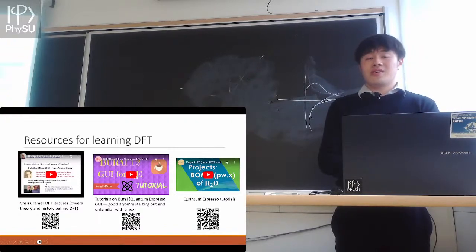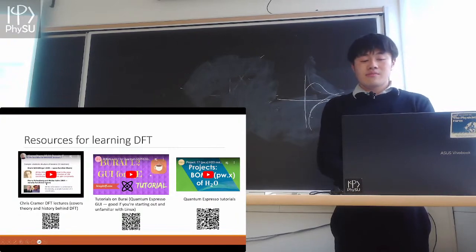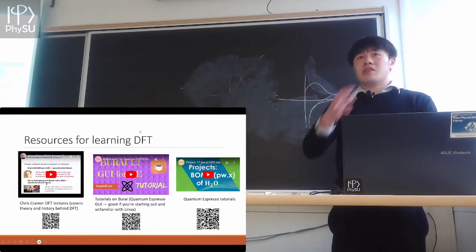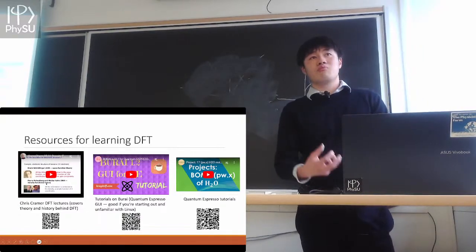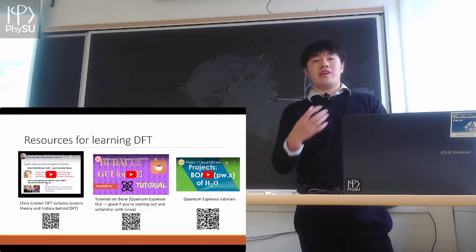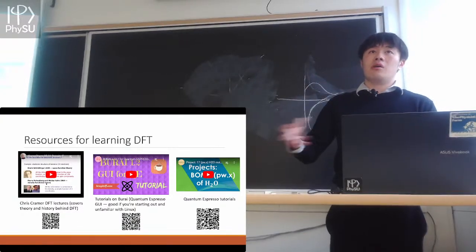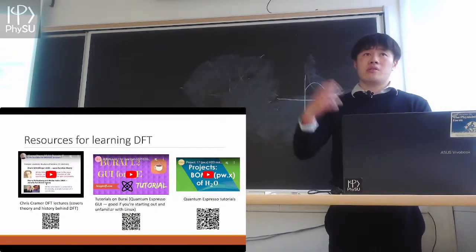So BRI is like a GUI for Quantum Espresso. If you're just starting out, and especially if you're unfamiliar with Linux, I think it's a good starting point to use. It's pretty intuitive. You can take the geometry files for whatever atoms you're looking at and just open them in BRI, and it has a nice graphical interface.